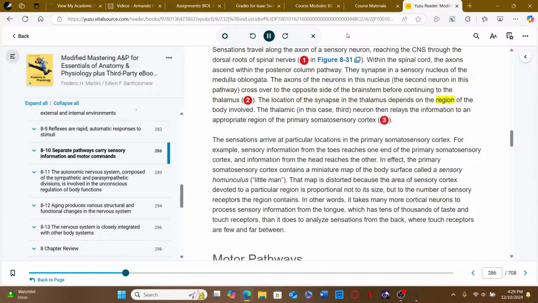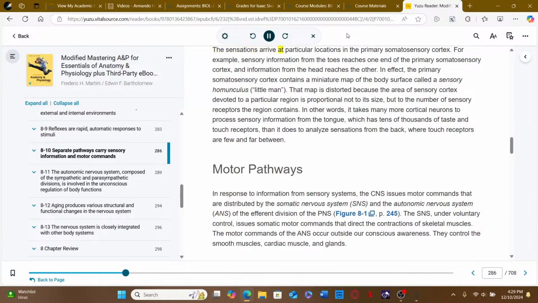The location of the synapse in the thalamus depends on the region of the body involved. The thalamic, in this case third, neuron then relays the information to an appropriate region of the primary somatosensory cortex. The sensations arrive at particular locations in the primary somatosensory cortex. For example, sensory information from the toes reaches one end of the primary somatosensory cortex, and information from the head reaches the other.